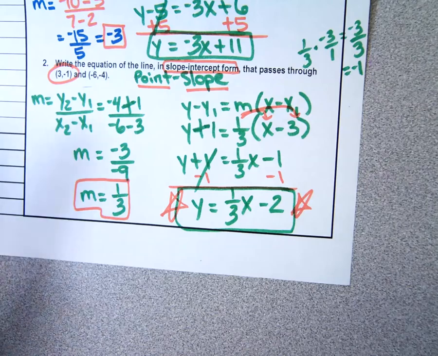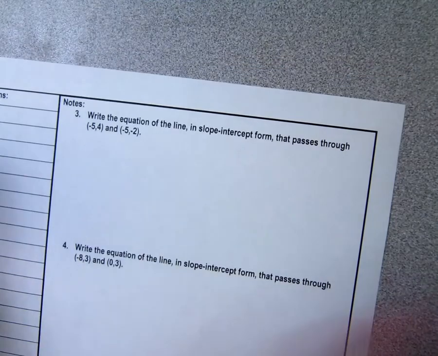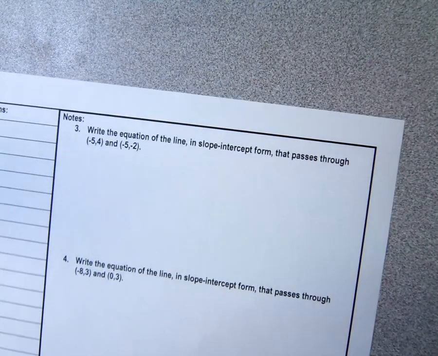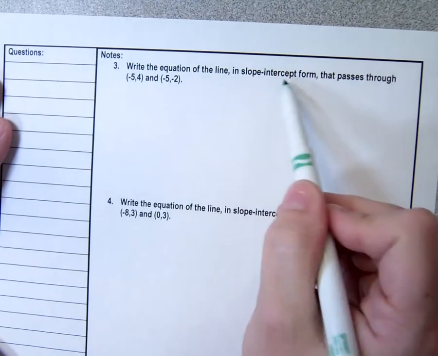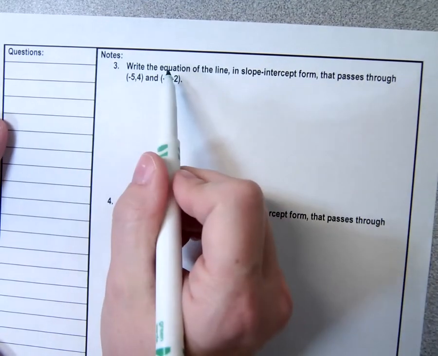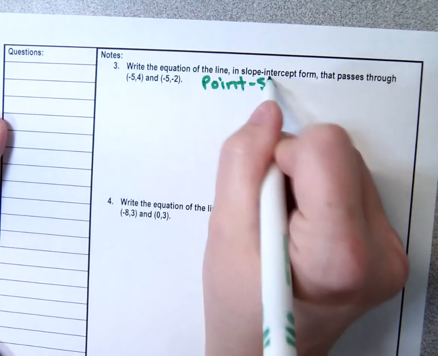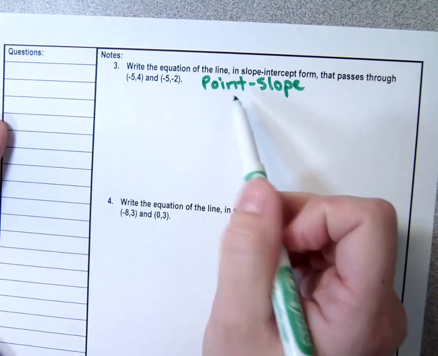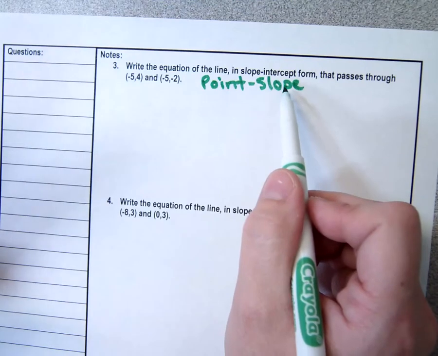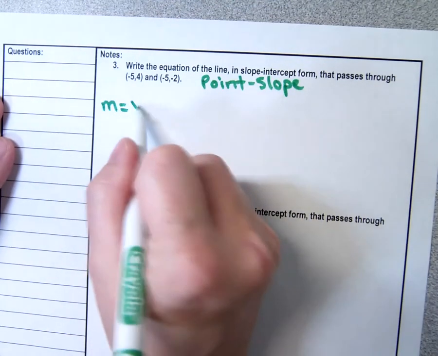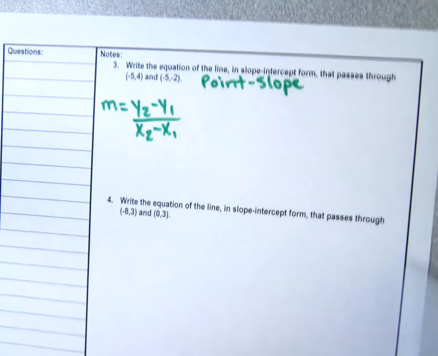Okay, so what are you thinking? Not too bad? All right, we're just going to try it a few more times. All right, let's look at this. It says, write the equation of the line in slope-intercept form that passes through these 2 points. So since I see points, I know I want to start with point-slope form. So do I have everything I need? I have points. Check. Do I have slope? No. So here we go with our slope formula. y2 minus y1 over x2 minus x1.